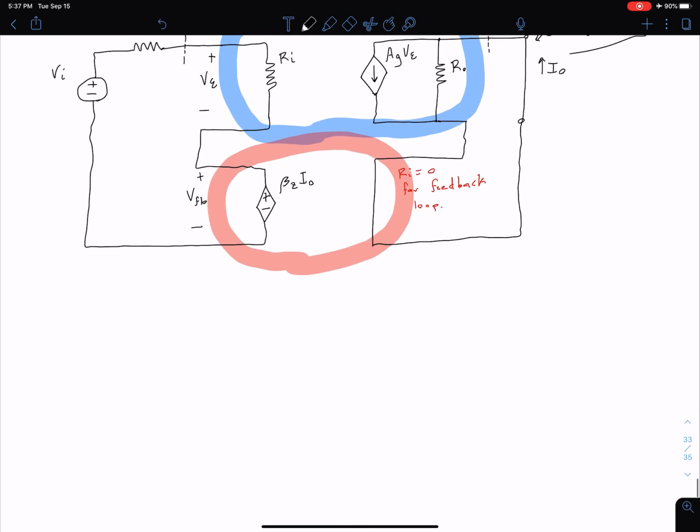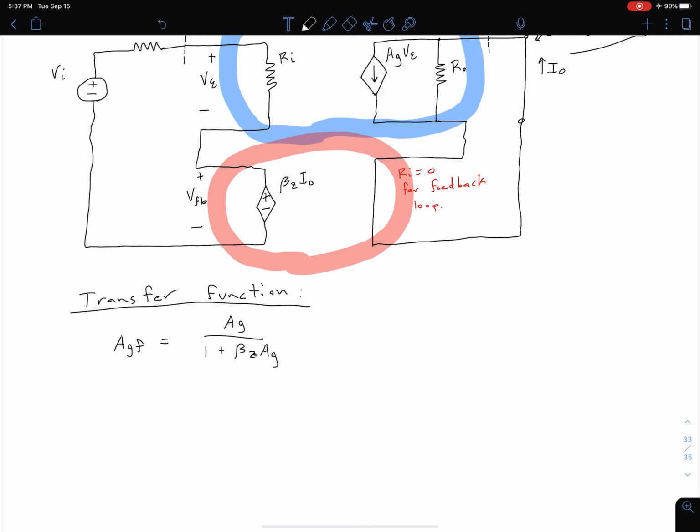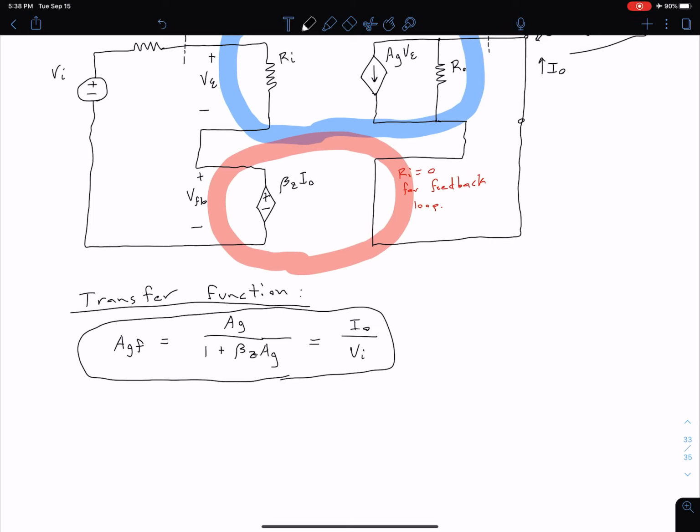So there is some analysis in the notes for how to find a transfer function. It is very similar to what we saw for our other two configurations, so for that reason I'm not going to go through it in detail here, but I encourage you to look in the notes if you're interested, or of course in the textbook. So what we find is that our AGF is equal to AG divided by 1 plus beta Z times AG. And so this is equal to our output current divided by our input voltage. So because we have this current divided by voltage, that's why we call this a transconductance amplifier.